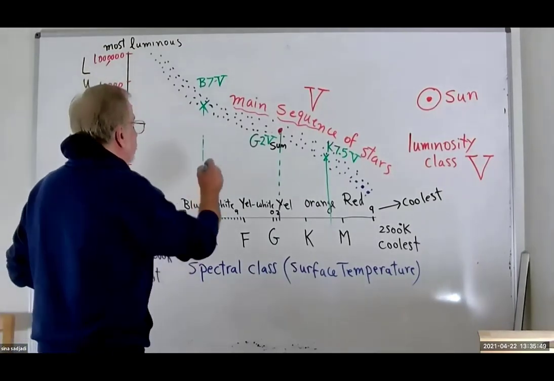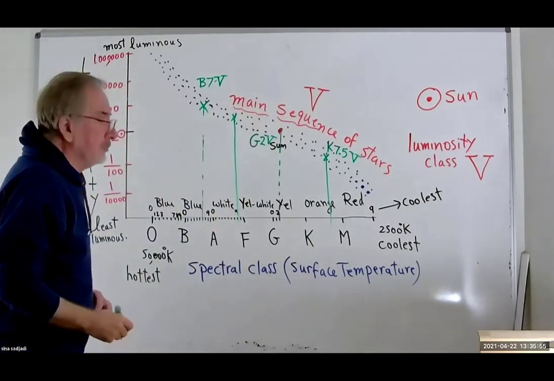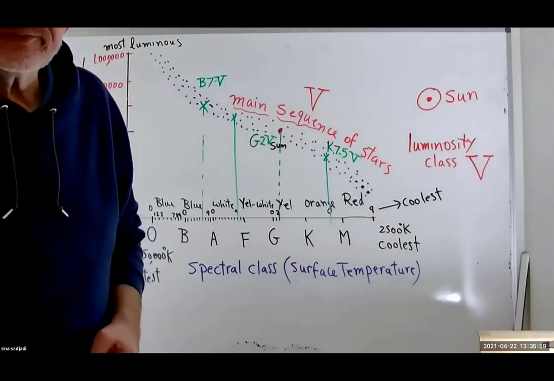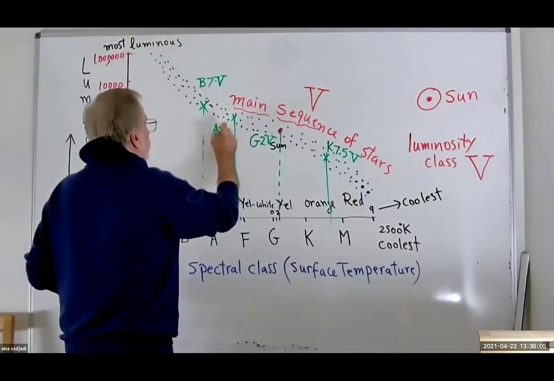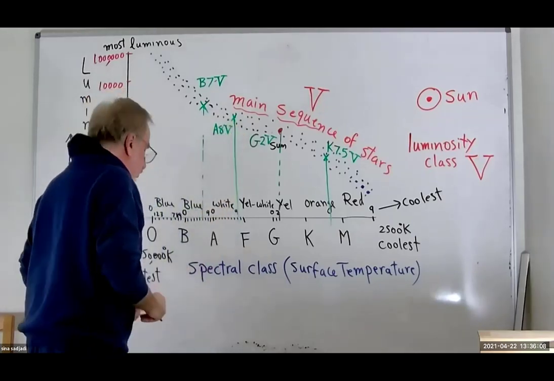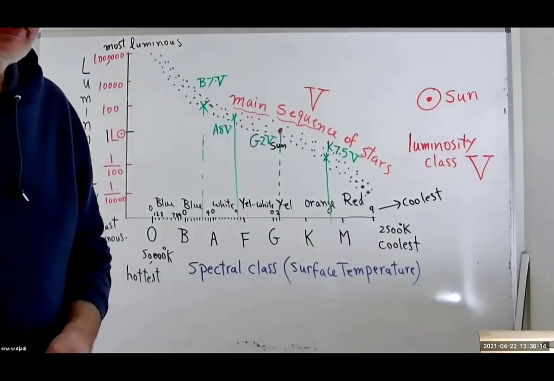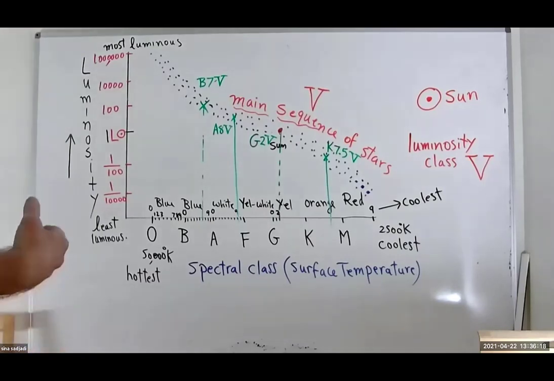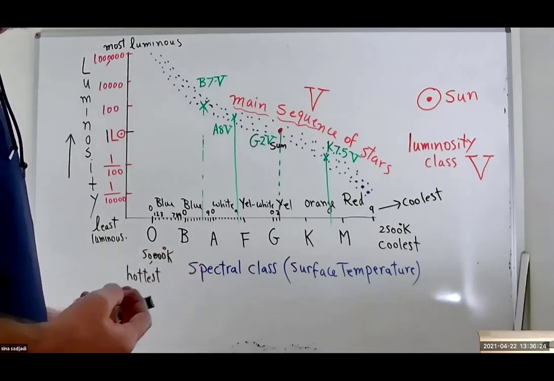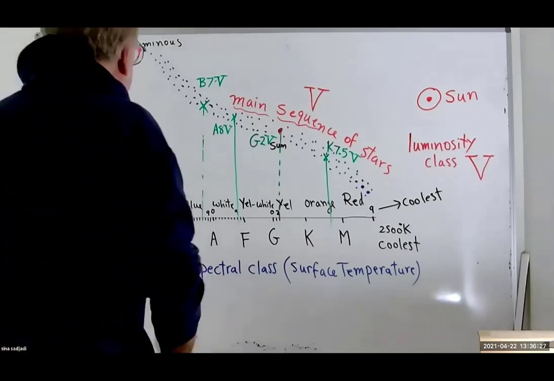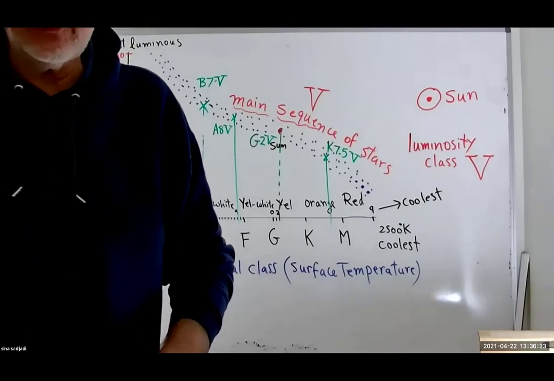Okay, how about this one? A8V. A8V. Right. All right, so when we get to, like, subgiants would be a 4. Giants would be a 3. Supergiants will be a 1. So it could be a 1, 3. Like that. That'll be a giant star whose temperature is like an A star, like that. We'll get to that. Okay.